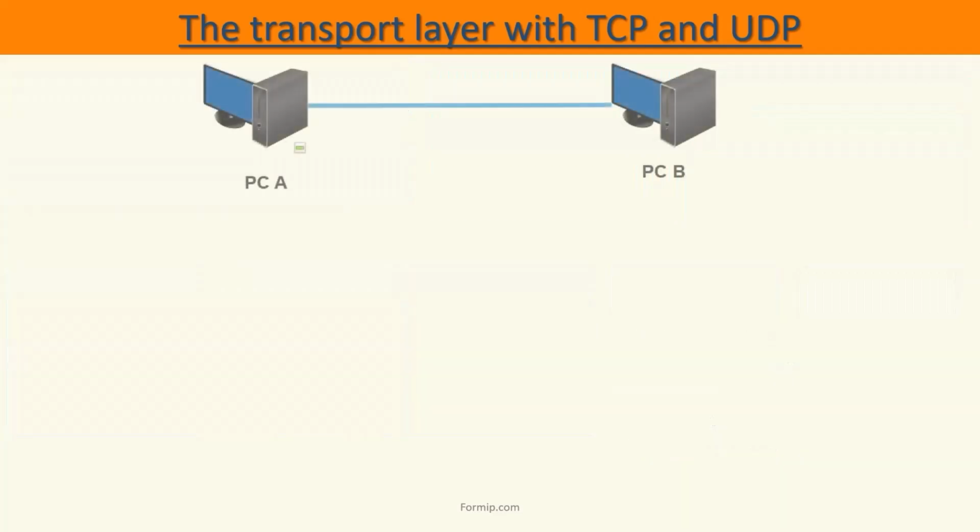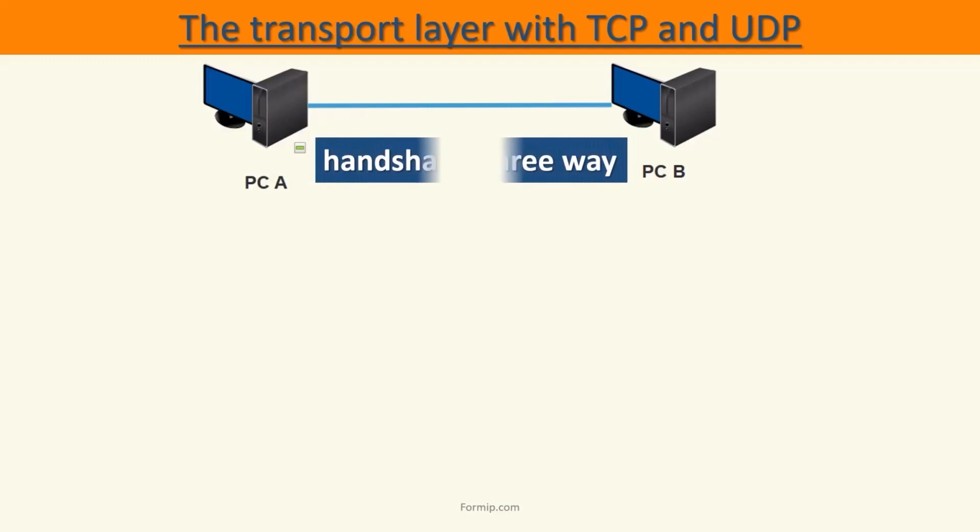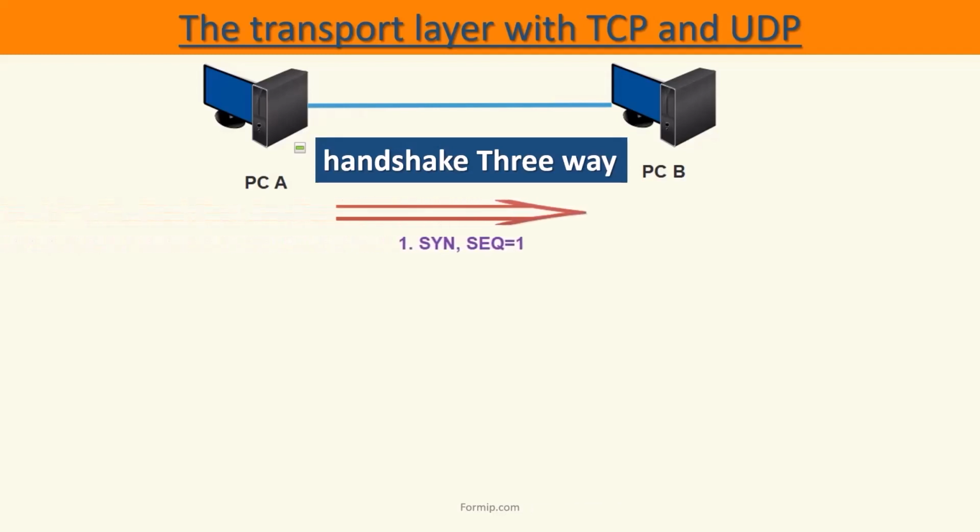Now let's look at the details of TCP. As it's reliable, it will configure a connection before you start sending data. This connection is done in 3 stages. For example, let's say PCA wants to send data to PCB reliably, so we're going to use TCP. First, PCA sends a SYN, synchronize, to let PCB know it wants to make a connection. In our example, the sequence number, remember this is how TCP keeps track of the order of packets, is 1.